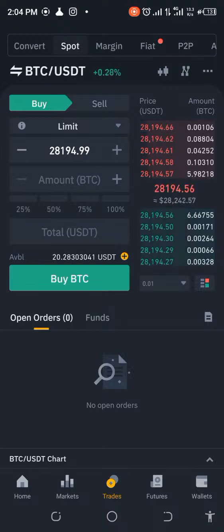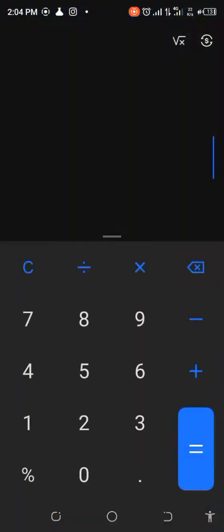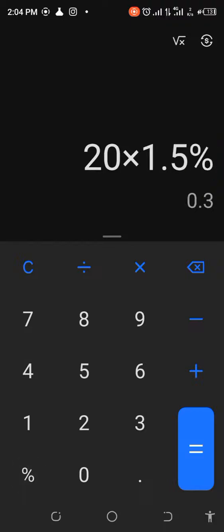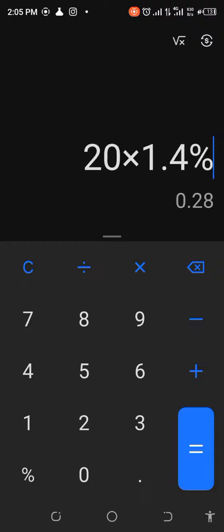This is awesome. So let's go and check what exactly we have made. What percentage will that be? So let's say $20 times, let's just say 1.5. I'm just going to check that out. Don't mind me and my mathematics. Okay, almost 1.5. I think that's 1.4. This was a triangular arbitrage that gave us a 1.4% profit.